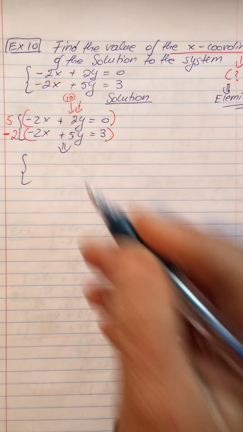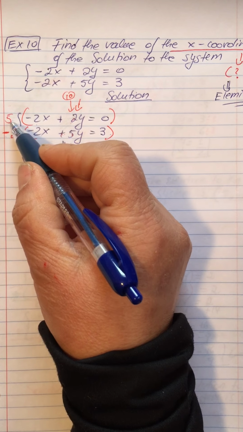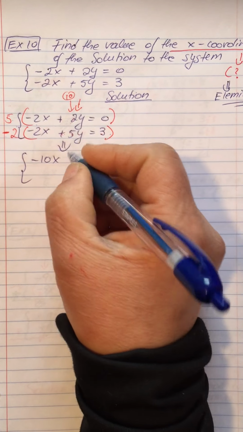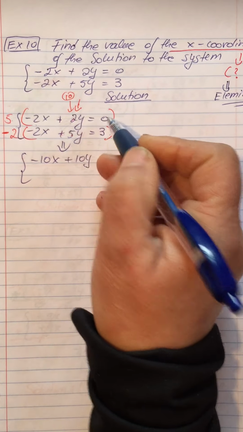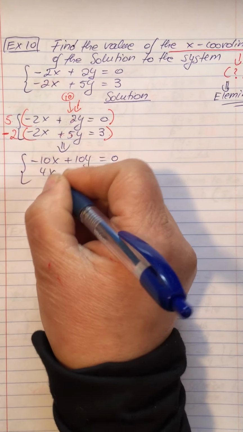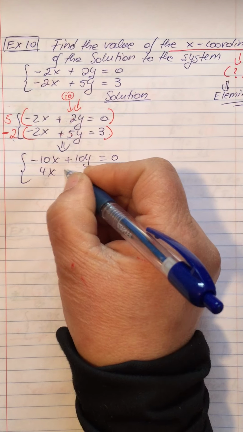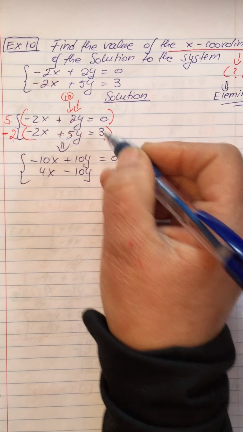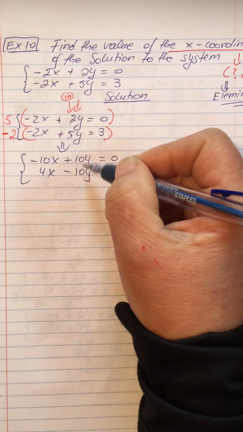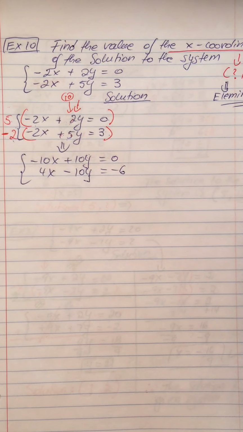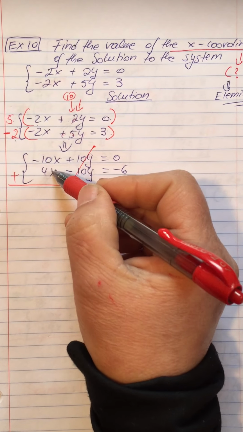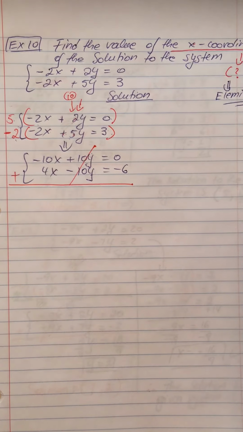That's it. Now let me rewrite the new system. I have 5 times -2x, which is -10x, 5 times 2y, which is +10y, and 5 times 0 is 0. -2 times -2 is +4x, -2 times 5y is -10y, and -2 times 3 is -6. Now that the y has opposite coefficients, I am going to add both equations because y will be eliminated. I am left only with x. X is happy, and I am done.